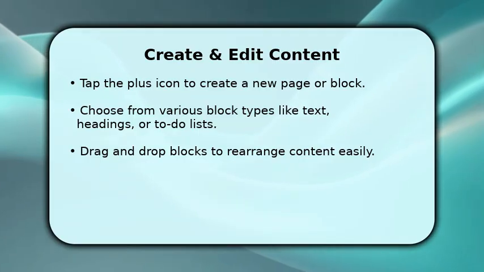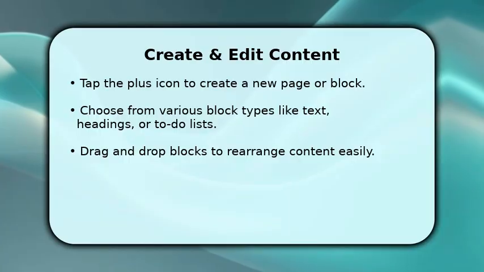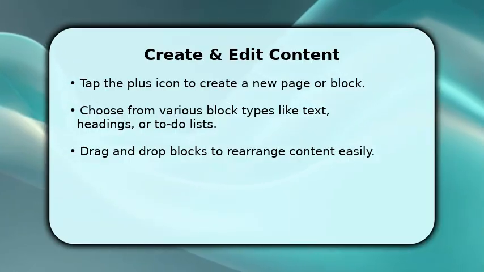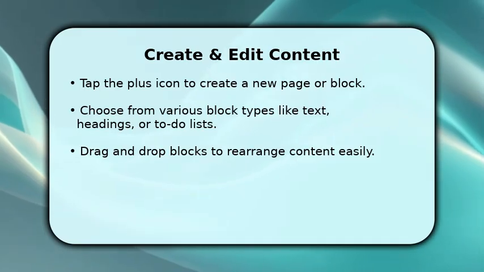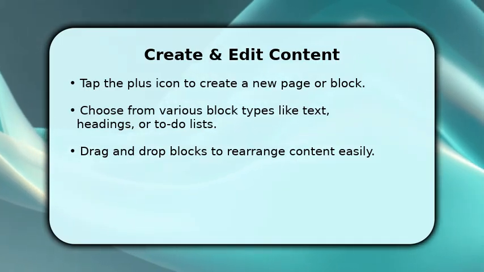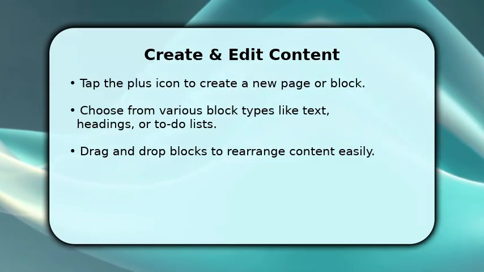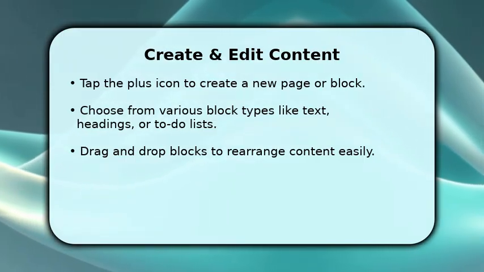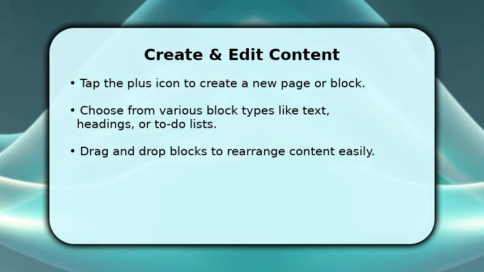To add a new page or block, simply tap the plus icon located at the bottom of your screen. You can then choose from a wide variety of block types, such as text, headings, bullet points, or even a to-do list. Rearranging your content is simple. Just long press and drag blocks to their desired position. You can also easily format text with options like bold, italics, and different colors.